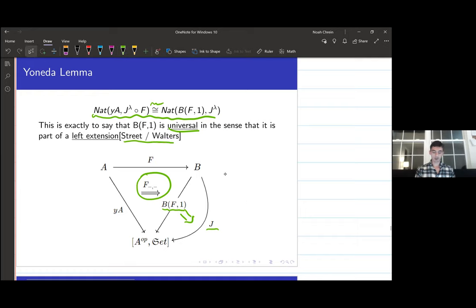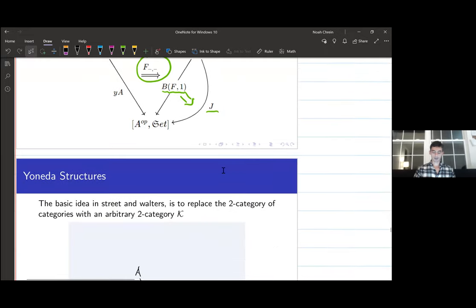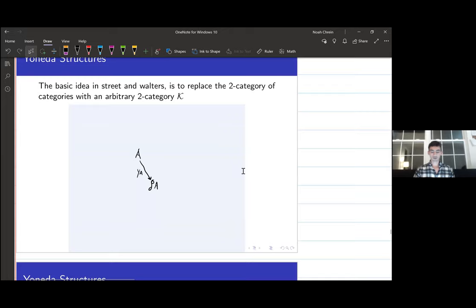If you haven't read this paper, it's called Two Yoneda Structures, and you're still questioning the Yoneda lemma, you should probably just read this paper because it makes the Yoneda lemma seem a lot more simple. Maybe that's just for me. Anyway, what Street and Walters do is that they abstract away from the two category of categories, and they talk about the Yoneda lemma in an arbitrary two category.